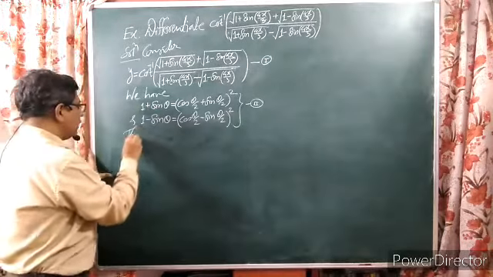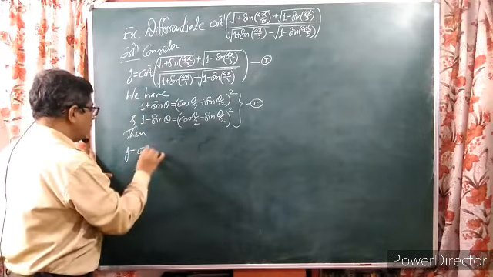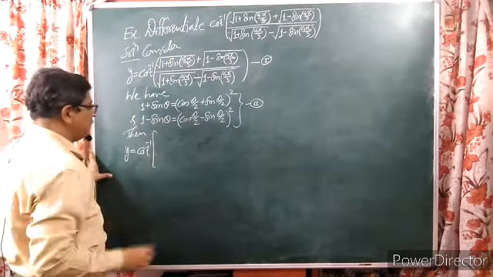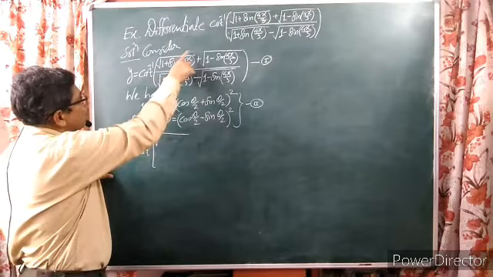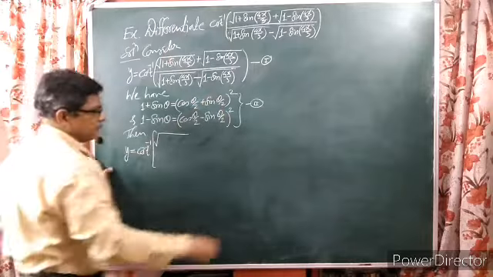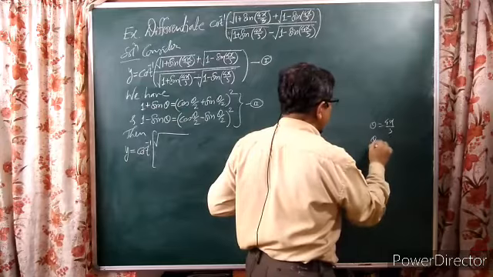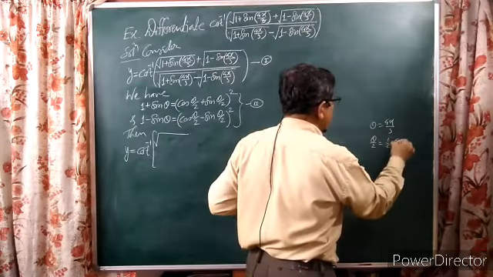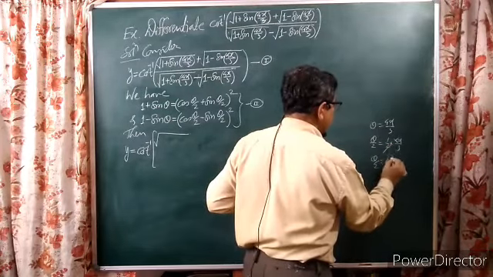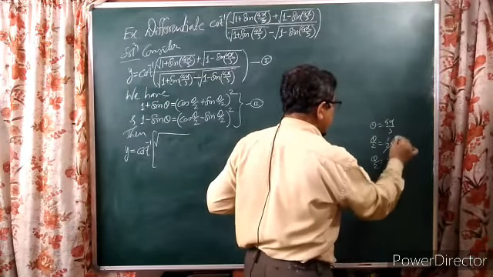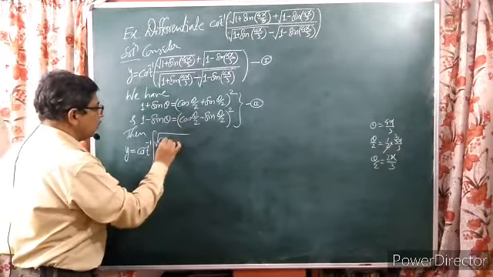Then see what we are getting here. y is equal to cot inverse of root of, now 1 plus sine of theta, where theta is 4x by 3. So theta by 2 is 1/2 into 4x by 3. So 2 gets cancelled and we are getting theta by 2 is equal to 2x by 3. Okay.